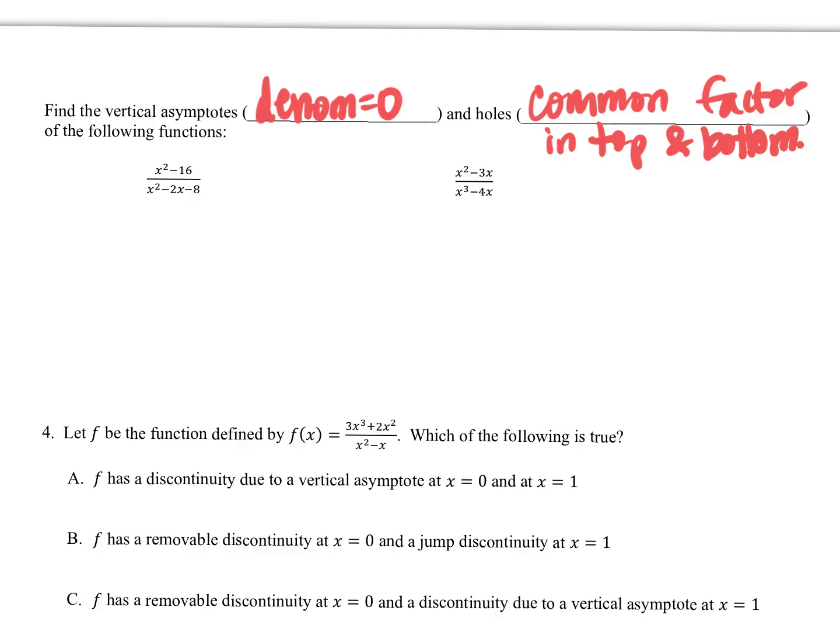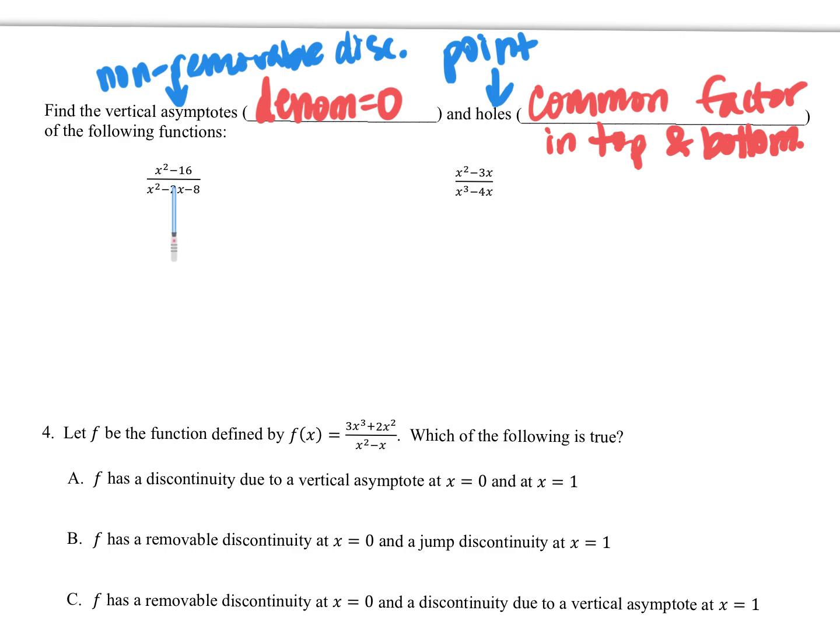Okay, so let's talk about that because a hole is going to be a removable discontinuity or point discontinuity. And then a vertical asymptote is when we have an infinite discontinuity or non-removable discontinuity, just as a reminder. So even if we don't get to see these from a graph, can we know what's going on? What can we do to factor this top? What does this top factor into?